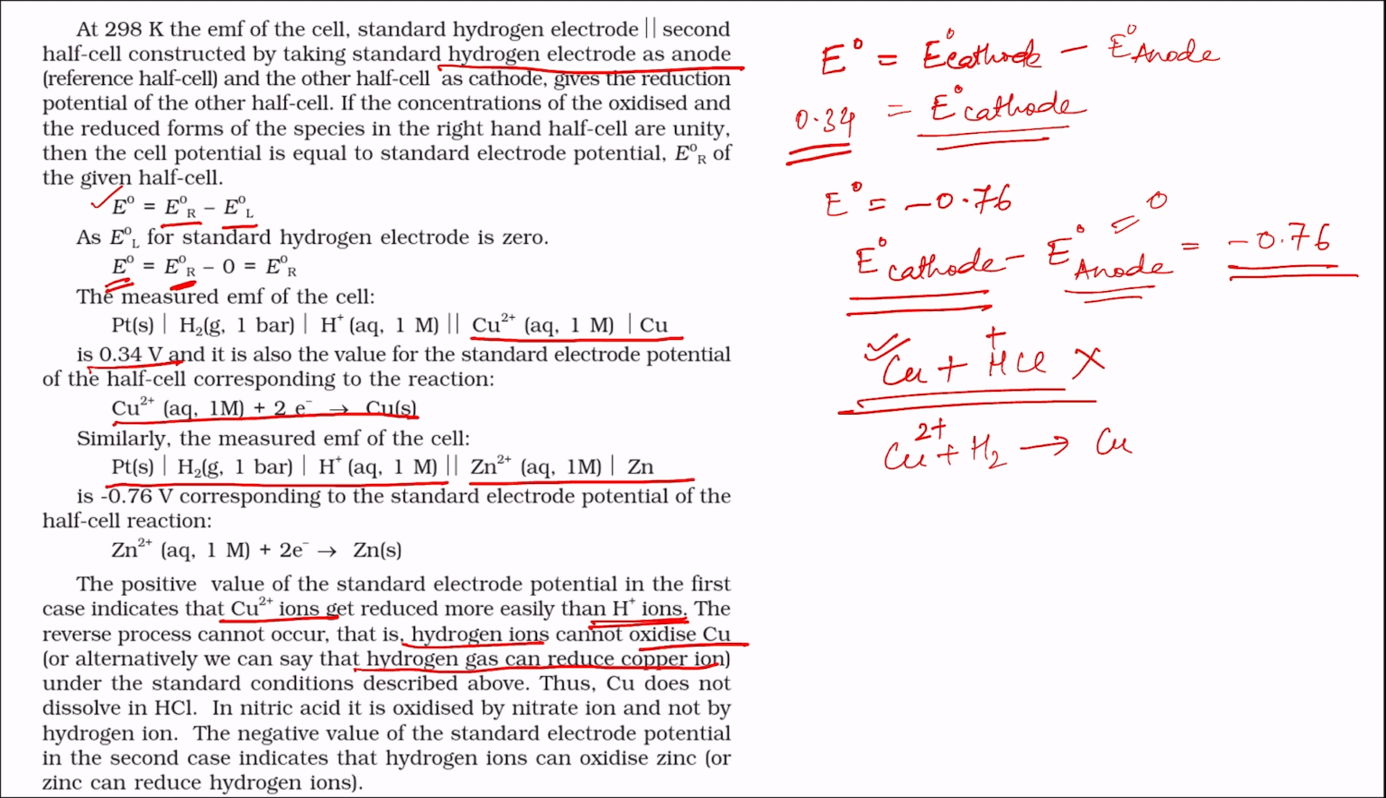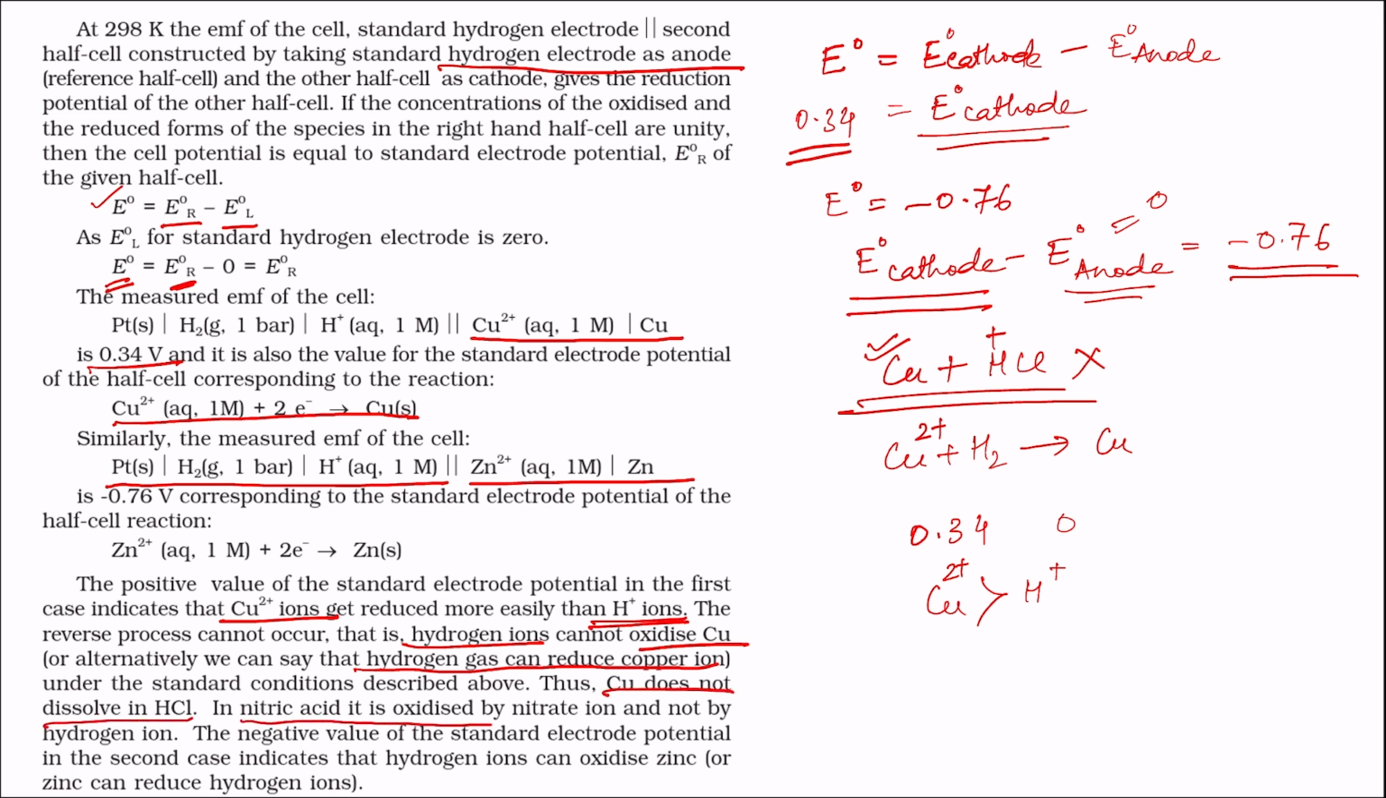Since the standard reduction potential of copper is 0.34 and standard reduction potential of hydrogen is 0, the standard reduction potential of copper is greater than hydrogen, as a result of which the standard reduction potential of Cu2 plus ions is greater than H plus ions, because of which H plus ions will not be able to reduce Cu2 plus ions, and on the other hand Cu2 plus ions can be easily reduced by hydrogen and change into neutral copper atoms. Thus copper does not dissolve in HCl.